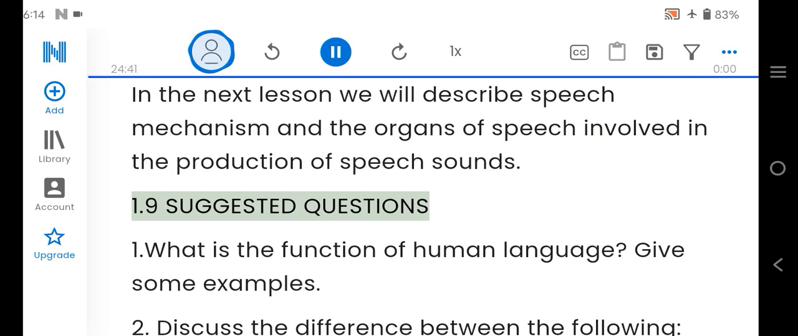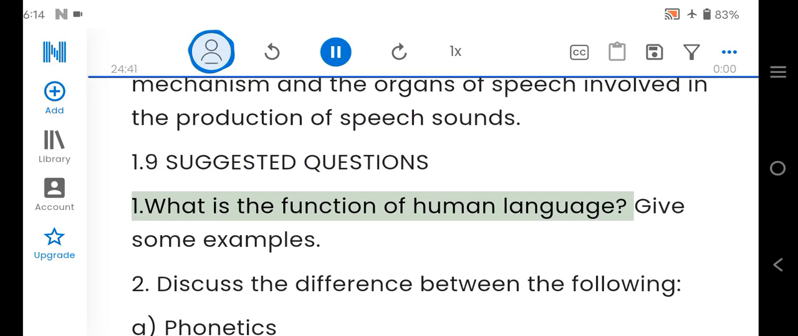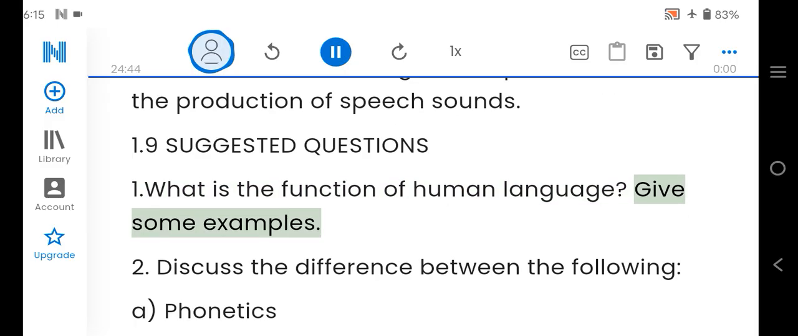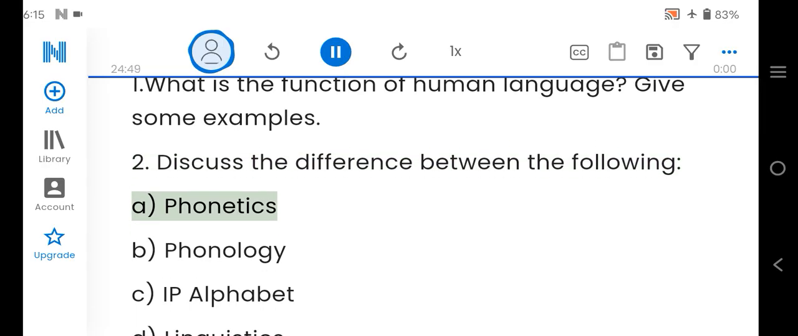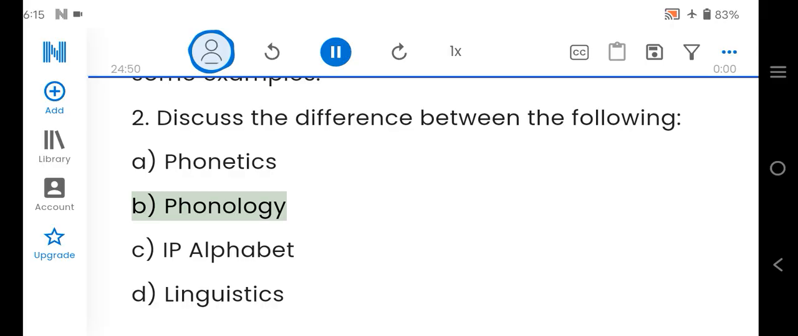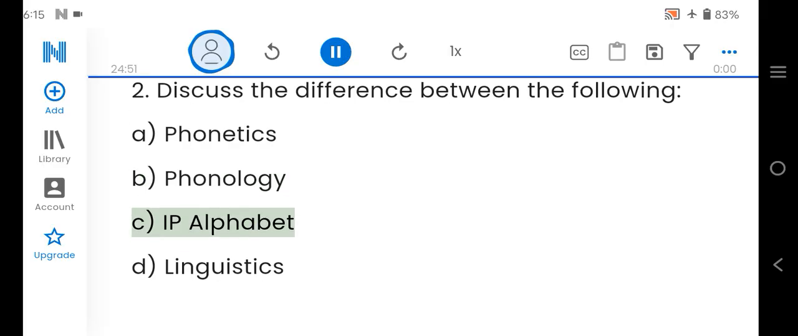1.9 Suggested questions. 1. What is the function of human language? Give some examples. 2. Discuss the difference between the following. A. Phonetics. B. Phonology. C. IP alphabet. D. Linguistics.